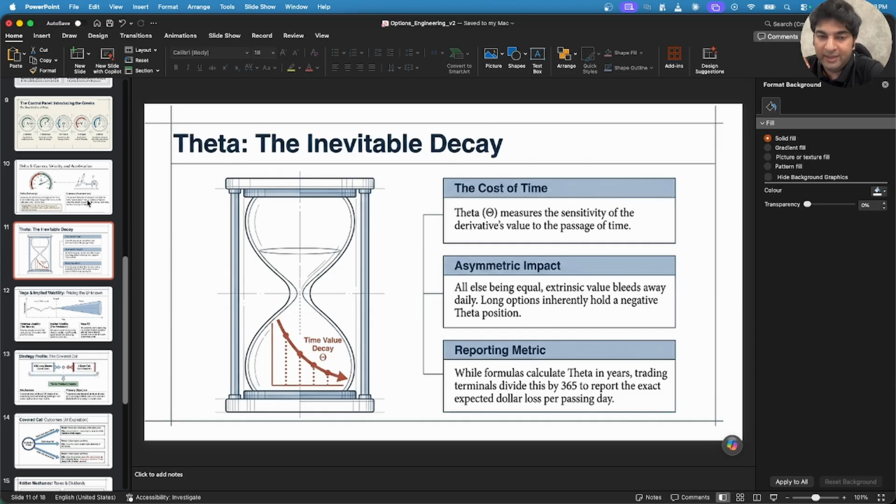Tomorrow on Monday, then on Tuesday it would be expired to 0 if the Nifty stands at 23,600 only. Reason? Because the price did not move to 23,700. For that expiry, the theta decay happened on that day of the expiry, and it went to 0. So long options inherently have a negative theta position. Alright, so this is how theta comes into play.